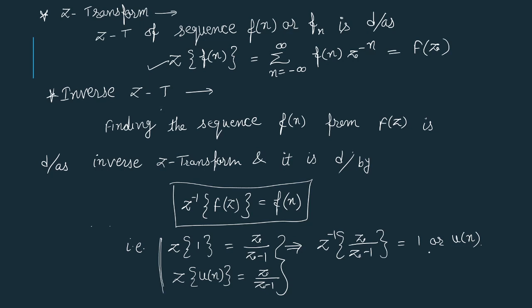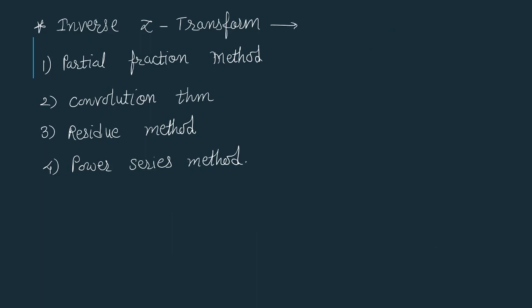Now inverse Z transform. Inverse of capital F of z we can find out by four different methods. First is partial fraction method, second is convolution theorem, third is residue method, and fourth is power series method. In this video, we are going to discuss the third method, residue method.